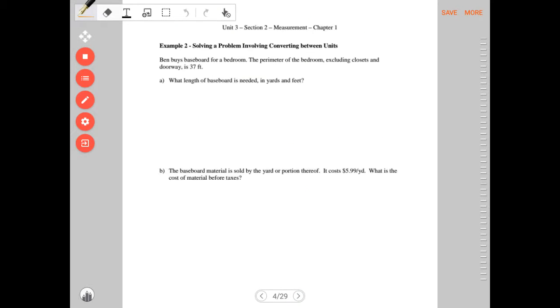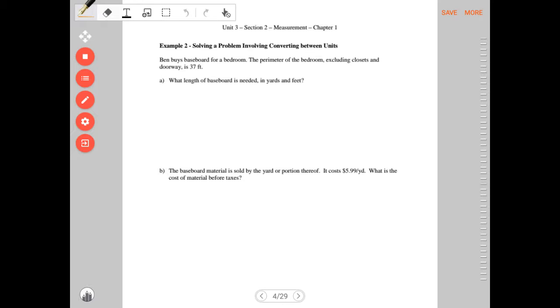Okay, so example number 2. Solving a problem involving converting between units. Ben buys baseboards for a bedroom. The perimeter of the bedroom, excluding closets and doors, is 37 feet. What length of baseboard is needed in yards and feet?